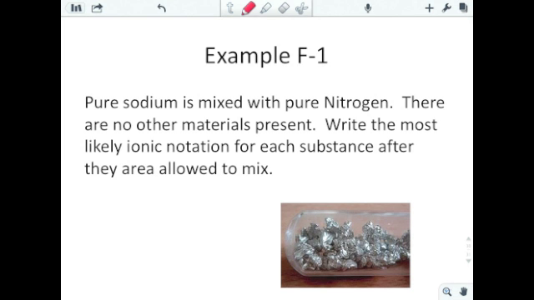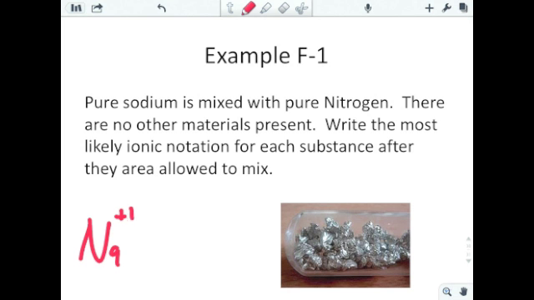So in our example, it says pure sodium is mixed with pure nitrogen. There are no other materials present. Write the most likely ionic notation for each substance after they are allowed to mix. When we're looking at sodium, and we've used that a lot, we know that sodium is one of our alkali metals. It's more than likely going to give up the 1 electron it needs and become positive.